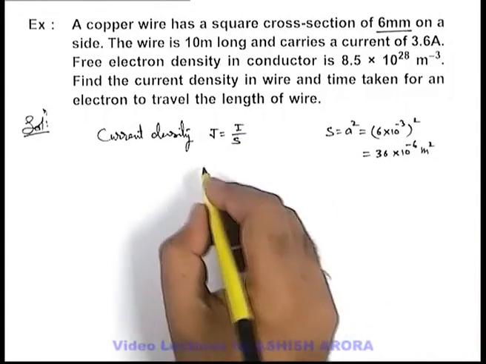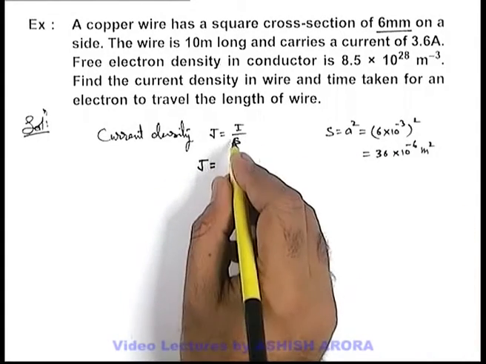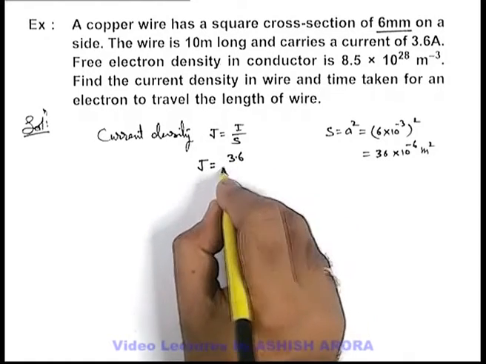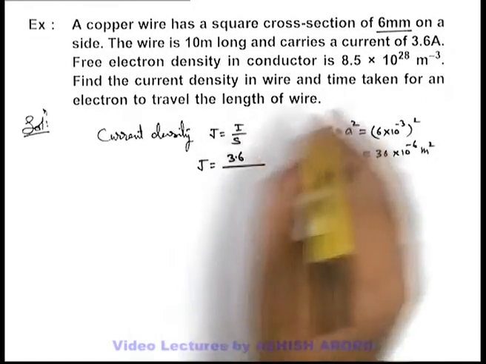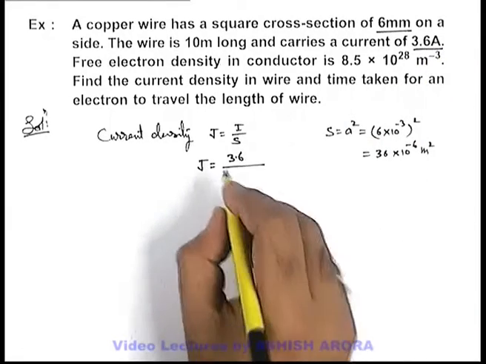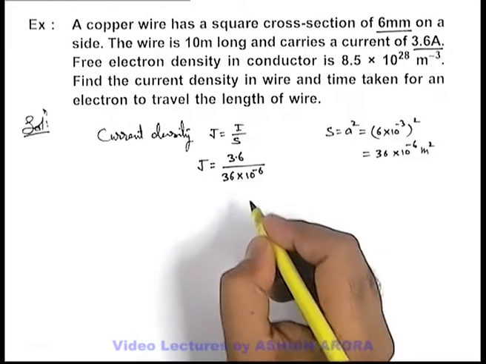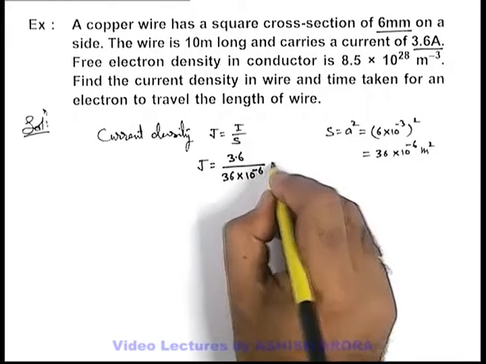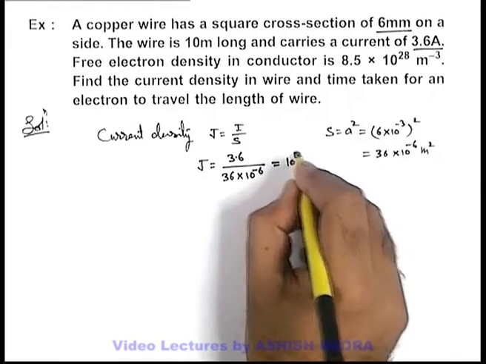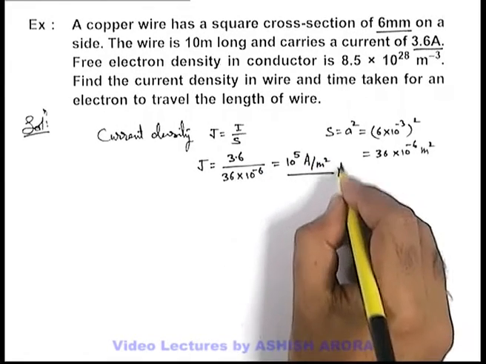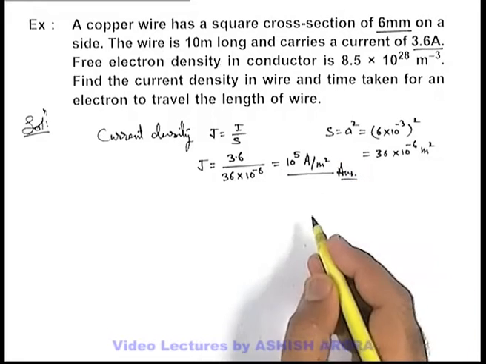If we substitute the values over here, current density we can get here will be 3.6 divided by, current we are given as 3.6 ampere. Total area is 36 into 10 to the power minus 6 meter square. On simplifying, it is 10 to the power 5 ampere per meter square. That is the current density, which is one of the answers to this problem.